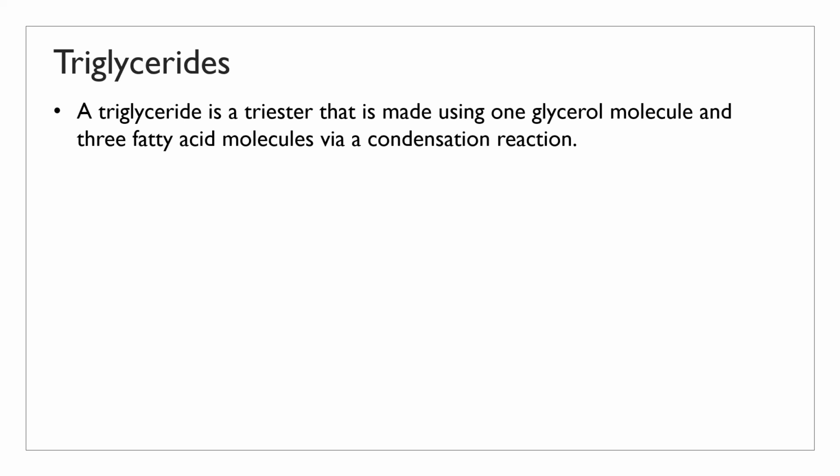So 13.2 and 13.3. Alright, we've talked about this in the last video, but a triglyceride is a triester that is made using one glycerol molecule and three fatty acid molecules. So the glycerol is the alcohol here, and the fatty acid would be the carboxylic acid. So it is just a regular condensation reaction, or esterification specifically in this case. The only interesting thing, it's not even that interesting, is that the glycerol has three hydroxyl groups, so you need three carboxylic acids to react with it.